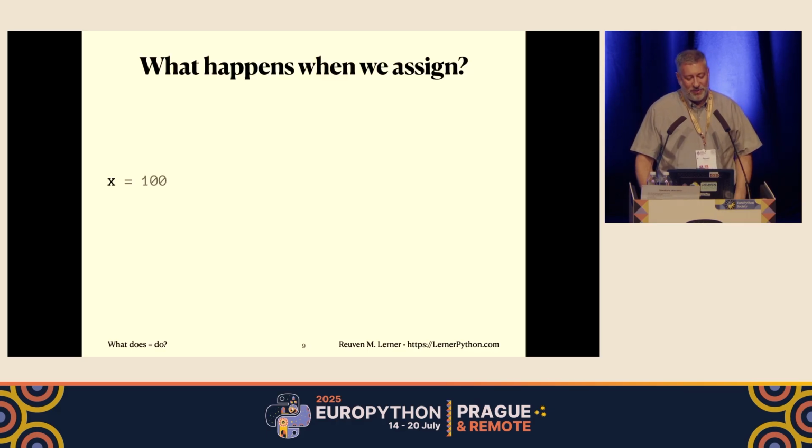Okay, on to our actual subject. What happens when we assign? It seems really simple and obvious and straightforward, because from the first moment that we start programming in Python, we assign to variables, x equals 100. But already, I can tell you from teaching newbies to programming, there is already a problem there.